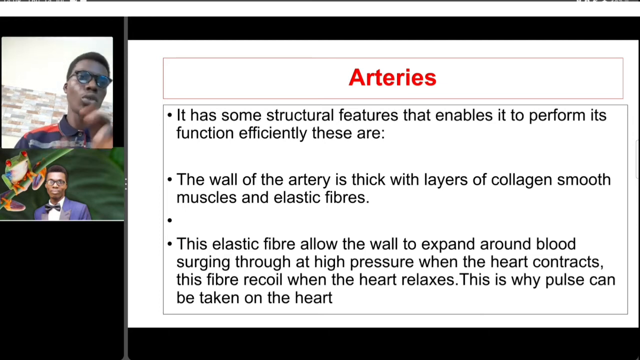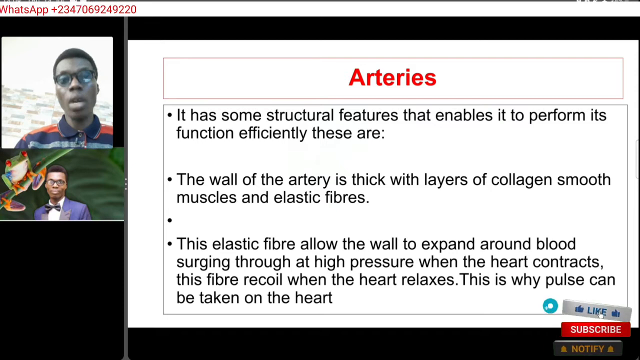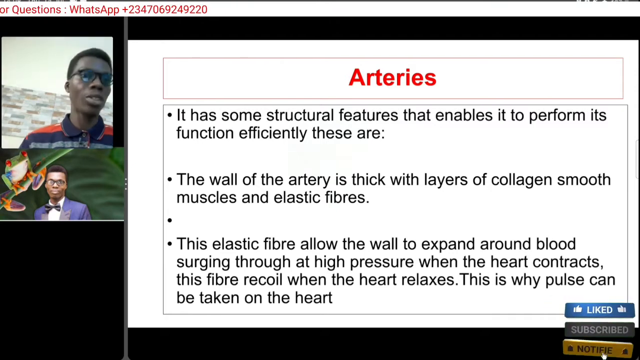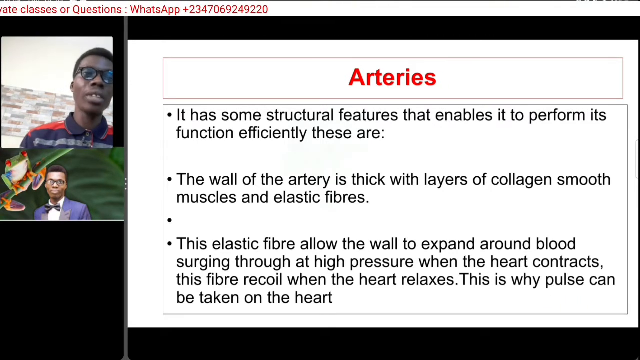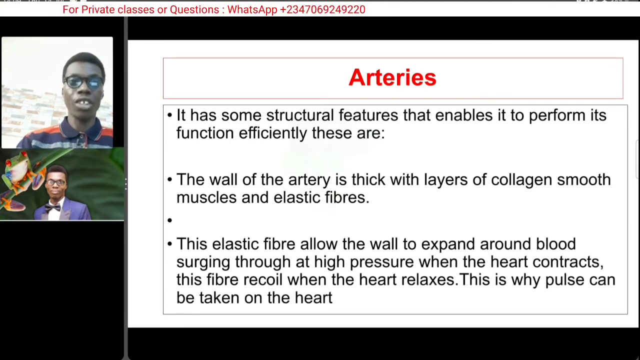So now we move on to arteries. It's important we talk about them one after the other. I don't want to make it a very long lecture. It says here that the artery has some features that enable it to work efficiently. And what are those features?